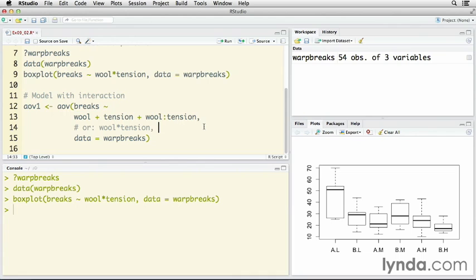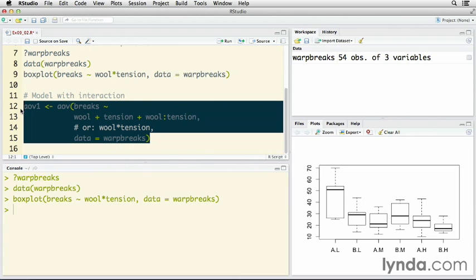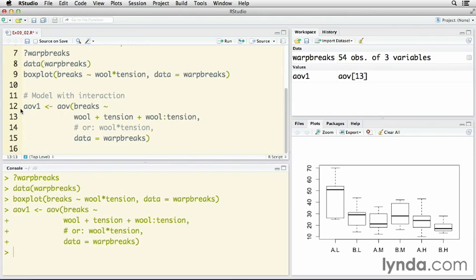Now, another way to specify all three of these, wool plus tension plus wool by tension, is to just put wool asterisk tension, which is what I have in the comment there. That works as well. The one's more explicit, but the other one is shorter. And then the data all comes from warpbreaks, so the computer knows where to look. I'm going to highlight those lines and do Command Return to run them. And so you see now in the workspace, I have aov1, my model, loaded.